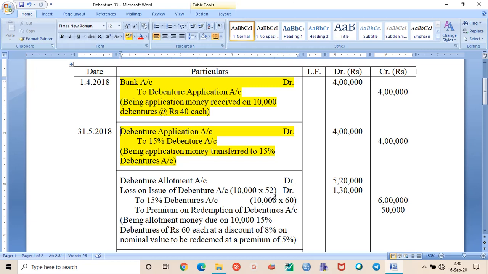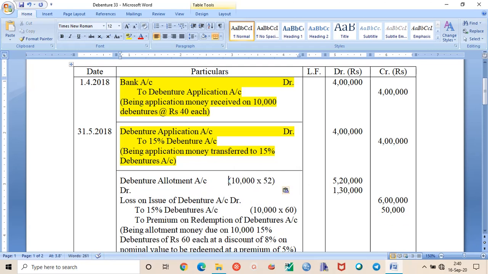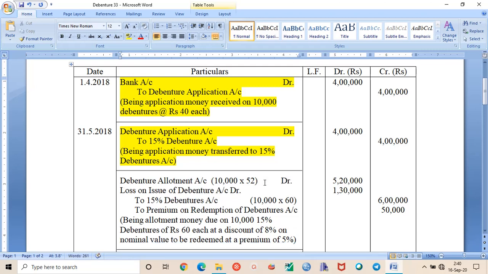This is the entry. Sorry, there is a mistake I have made here, so it should be here actually. So many typing errors are there, so sorry for that. Question number 33, okay, yeah.